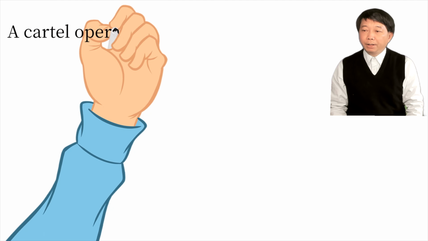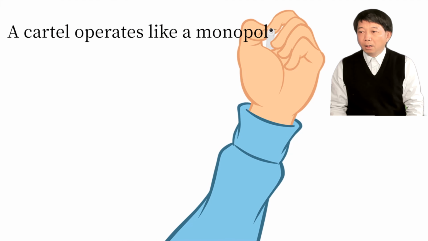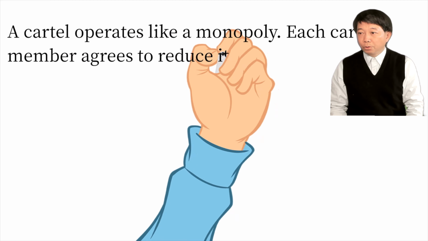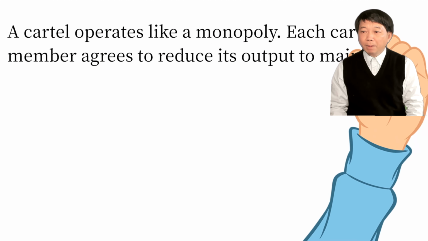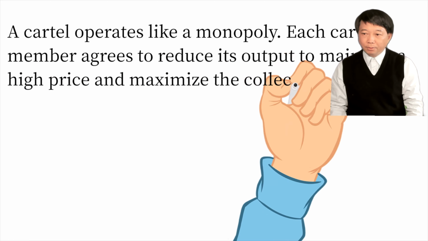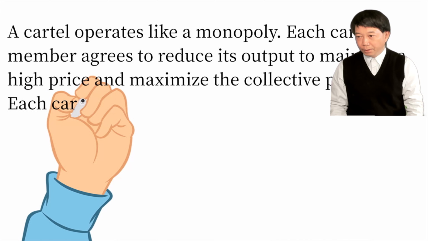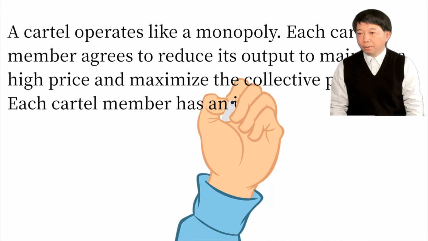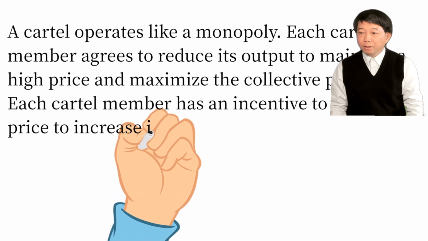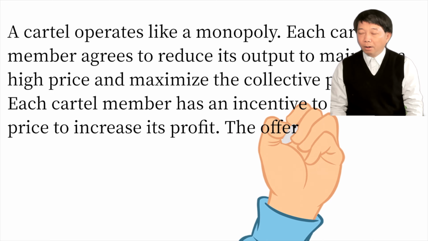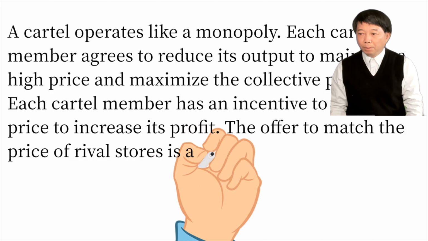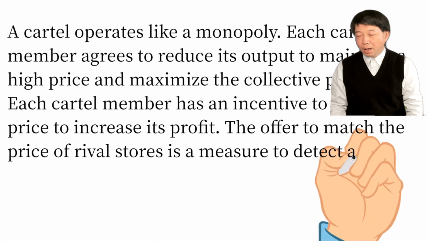A cartel operates like a monopoly. Each cartel member agrees to reduce its output to maintain a high price and maximize the collective profit. Each cartel member has an incentive to lower its price and raise its output to increase its profit. The offer to match the price of rival stores is a measure to detect and punish cheating on the cartel agreement. Cheating will not succeed because of the price match by the other cartel members.